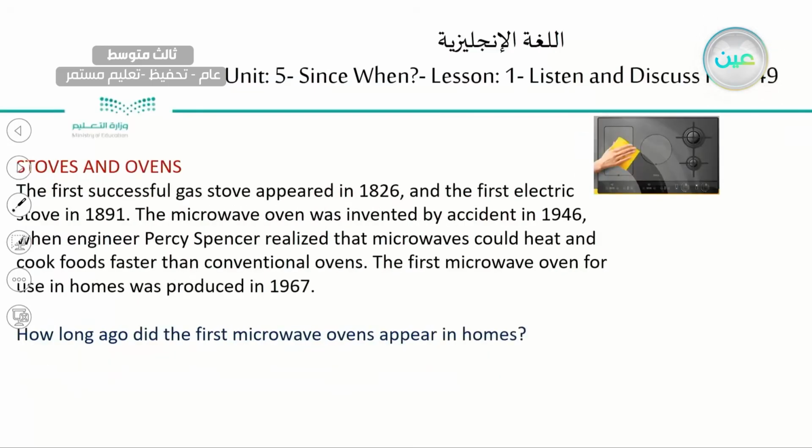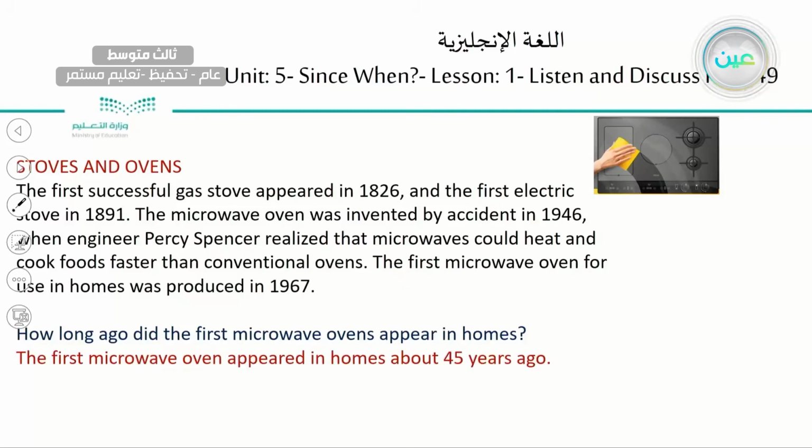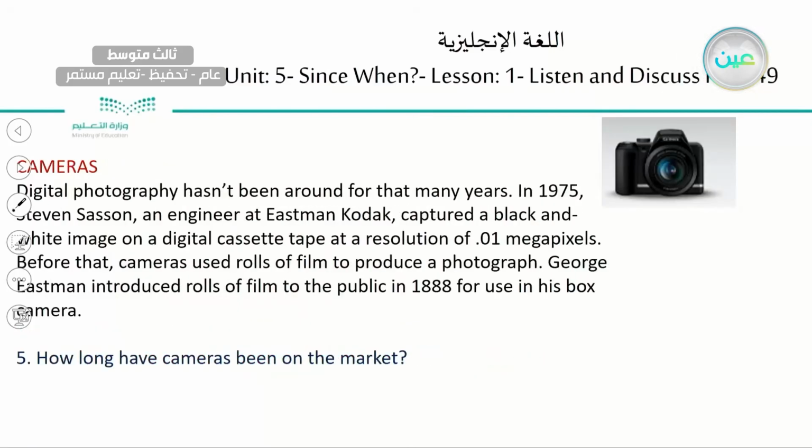Number 4, how long ago did the first microwave ovens appear in homes? So here also we are looking for a duration, for a time. Okay, the answer, the first microwave ovens appeared in homes about 45 years ago. How did I know the answer? We can see it from the text. All the answers, we can find them in the text we have in front of us.